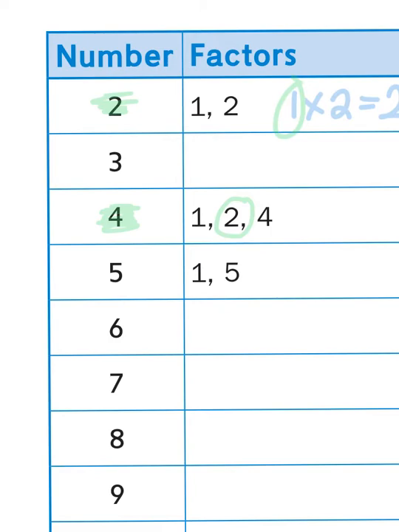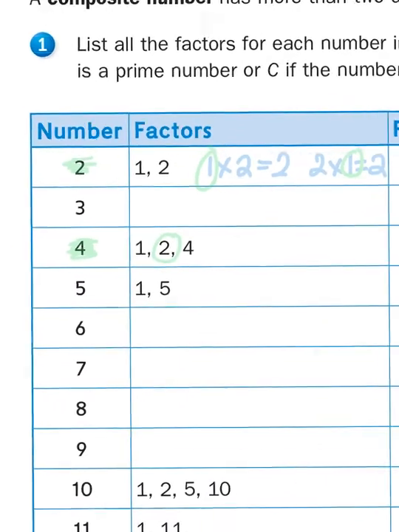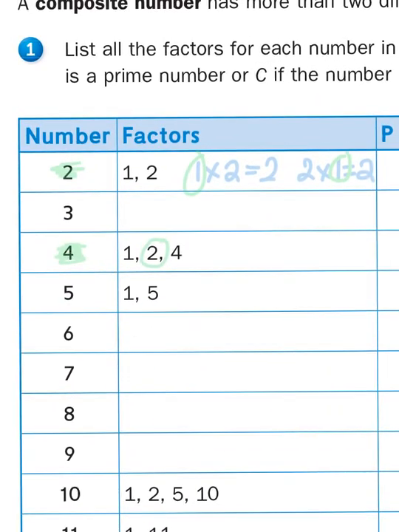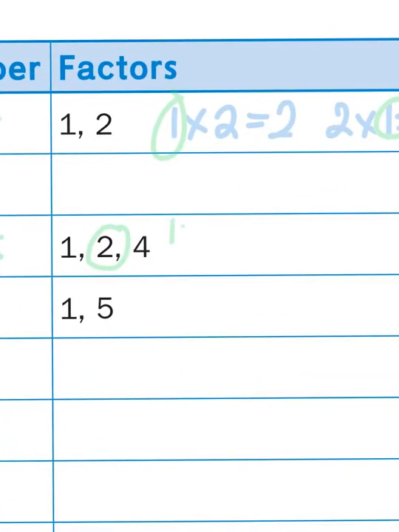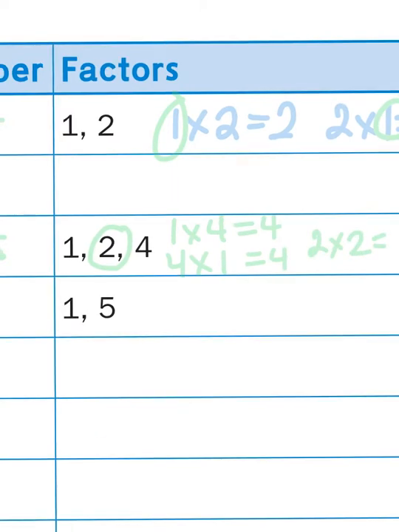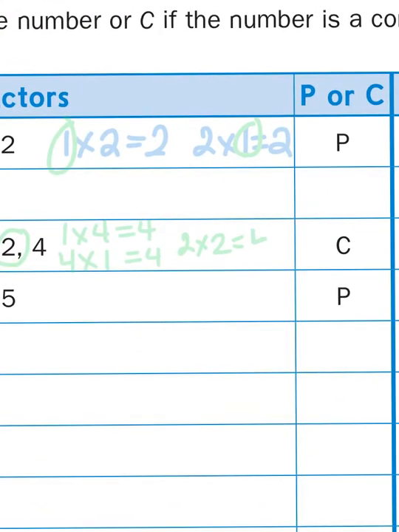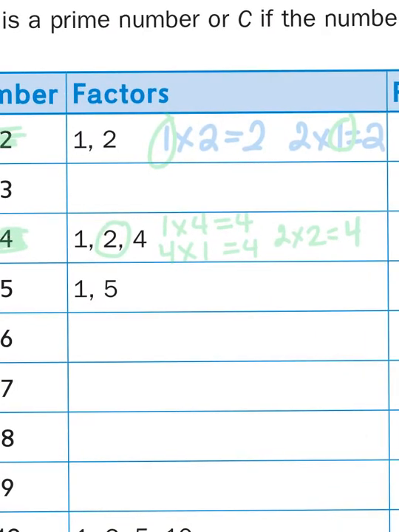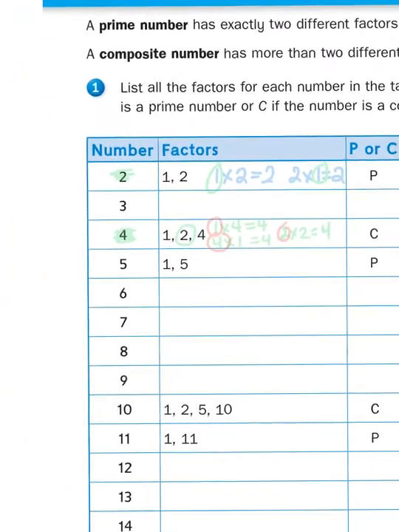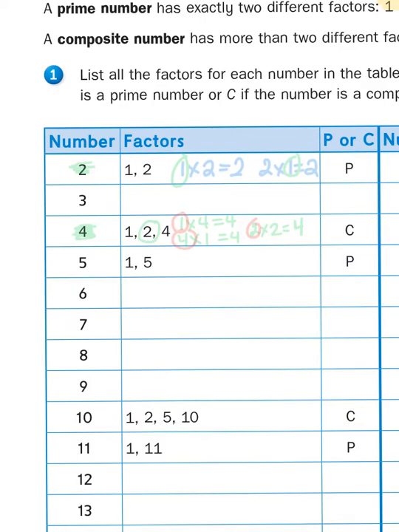There are several combinations that you can multiply two numbers together to get to 4. I can multiply 1 times 4, that gives me 4. I can multiply 4 times 1, that gives me 4. And I can also multiply 2 times 2, and that as well gets me to 4. When I'm looking at all the unique factors, I'm just looking at numbers that pop up once: 1, 2, and 4. So that makes 4 a composite number because it's got more than two factors.